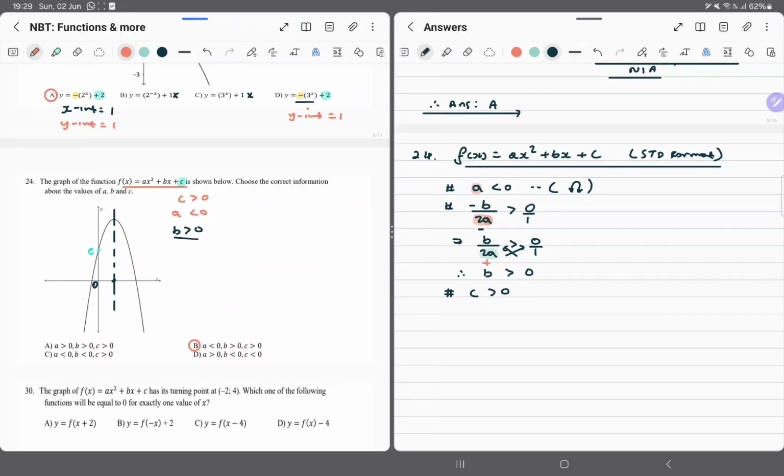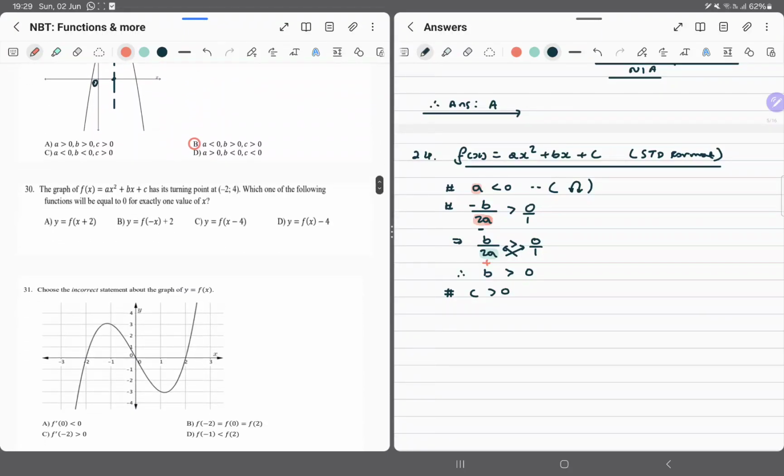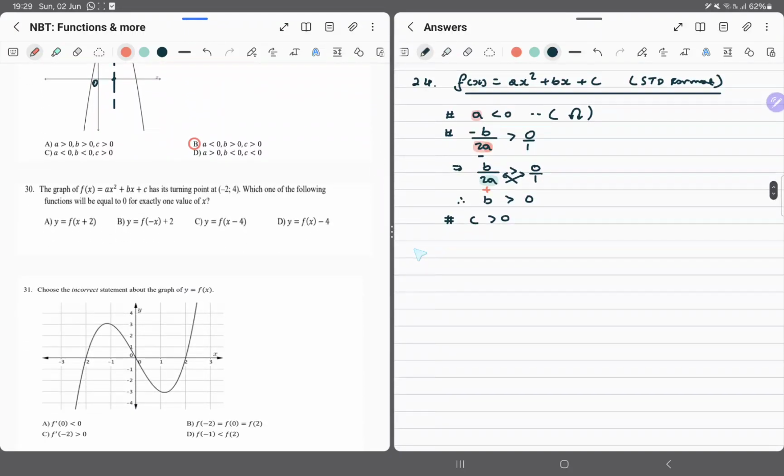I don't want to say more here. Let's just move on. We are already applying what we have learned. So 30 says the graph of f equals ax squared plus bx plus c. Again, we see a standard parabola there.